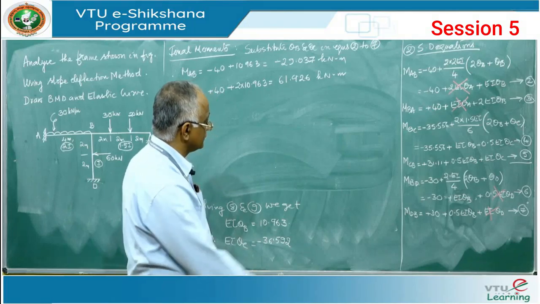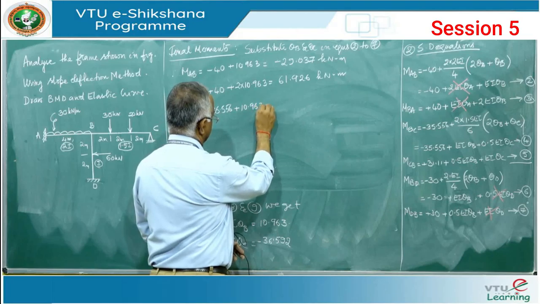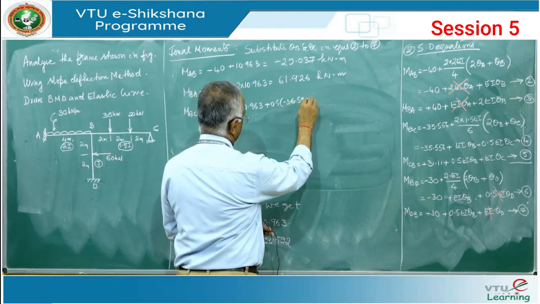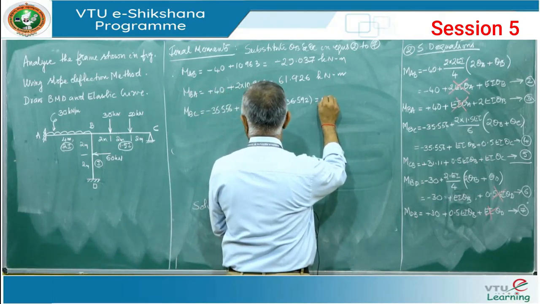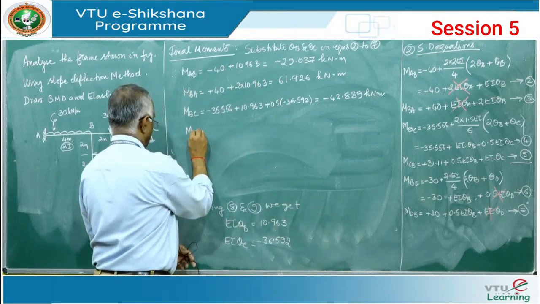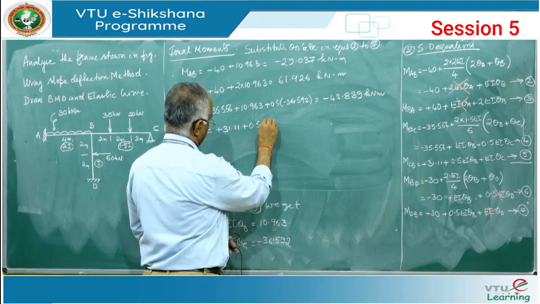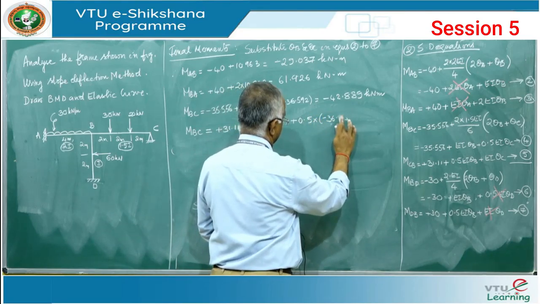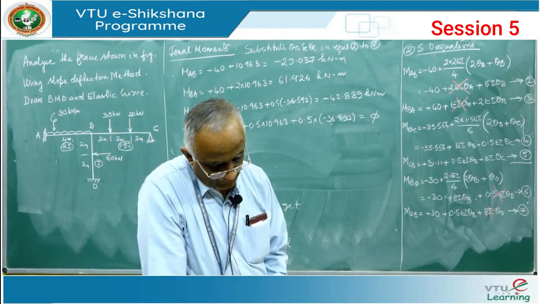MBC from equation 4, minus 35.556 plus EI theta B, 10.963, plus 0.5, we have a minus term here, so plus 0.5 into minus 36.592. The answer for this is minus 42.889. And you have MCB. MCB is plus 31.11 plus 0.5 into 10.963 plus 0.5 into minus 36.592. You may get some fraction value, but it should be equal to 0. It is 0.0005.